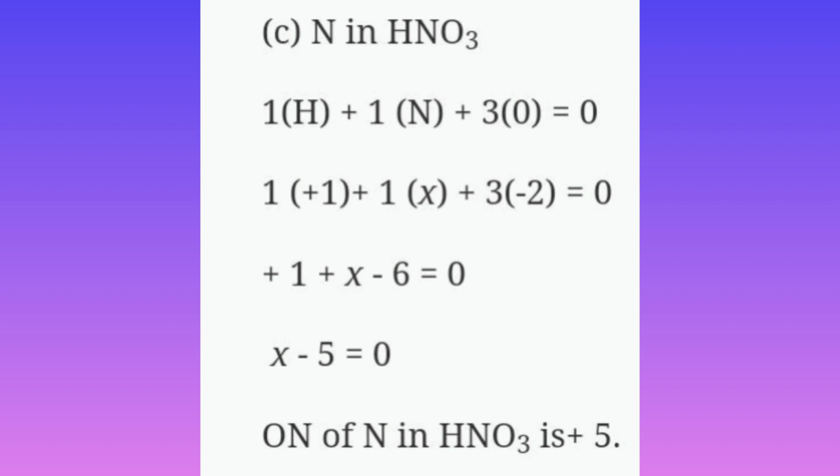Then option C, N in HNO3. 1 H plus 1 N plus 3 O is equal to 0, 1 times plus 1 plus 1x plus 3 times minus 2 is equal to 0, plus 1 plus x minus 6 is equal to 0, x minus 5 is equal to 0. Oxidation number of N in HNO3 is plus 5.